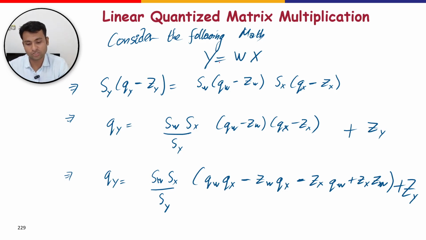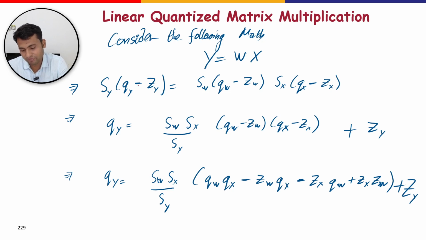So consider the following equation, y equal to w into x, and all of these are in floating point right now. Obviously w and x are in floating point, and multiplying them you will also get y in floating point. So we want the effective integer representation of everything. We want to calculate the integer representation of y also, because that's what we want to store, or that's what we want to do further operations on.